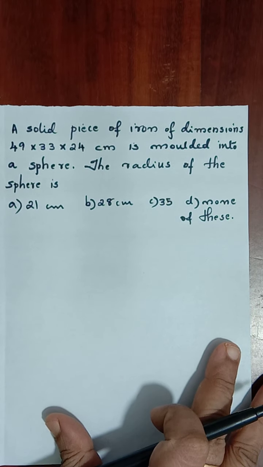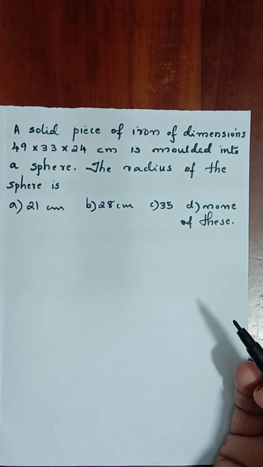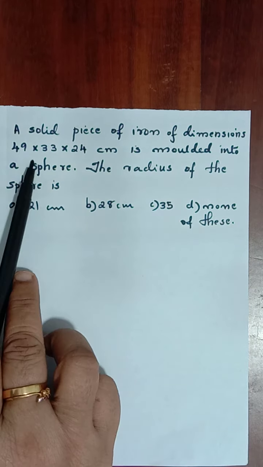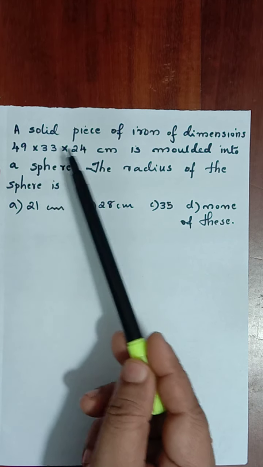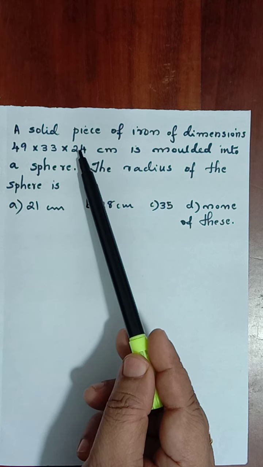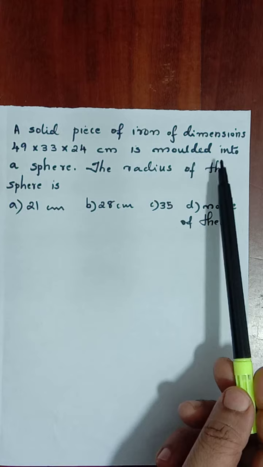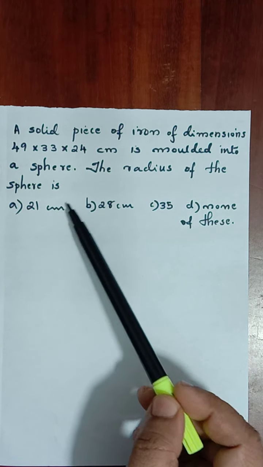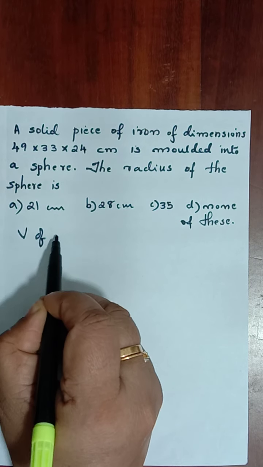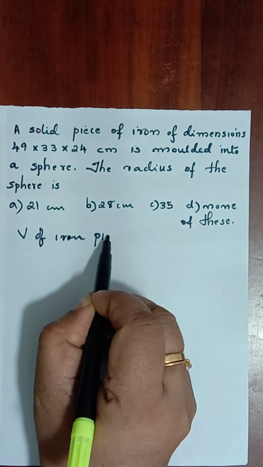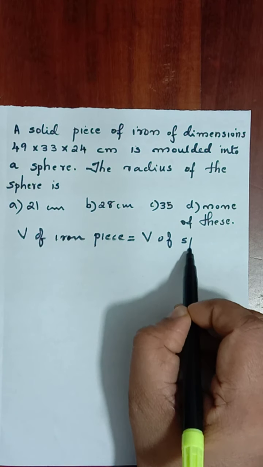So now let us have question number 13. A solid piece of iron of dimension 49 into 33 into 24. That means since these three dimensions are given, this is length, breadth and height. It will be a cuboidal piece of iron. It is molded into a sphere. The radius of the sphere is? So the volume of the iron piece is equal to the volume of the sphere, we have to write.